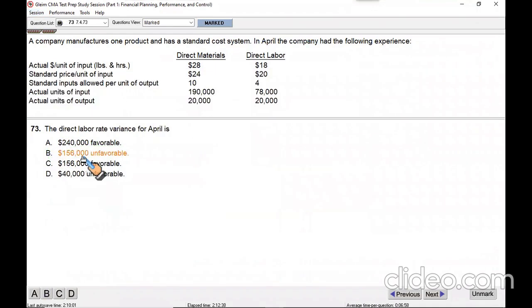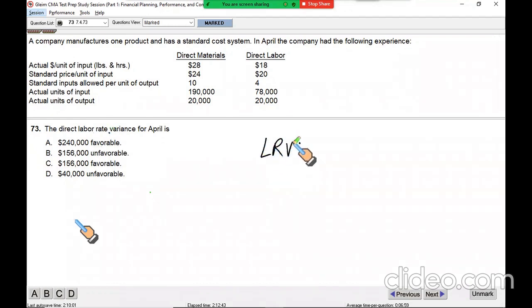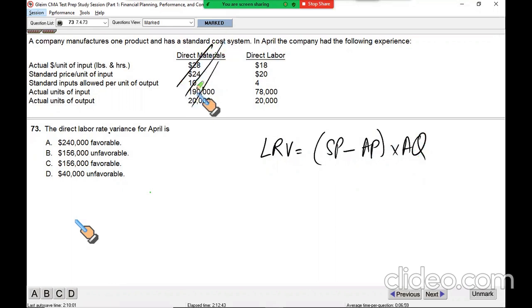Right? Now, the last question involving your labor and material variances is going to be the direct labor rate variance. Labor rate variance or price variance is the standard price minus actual price multiplied by the actual quantity of hours worked. Let us identify the items one by one. We won't look at material now. Our focus would be direct labor.